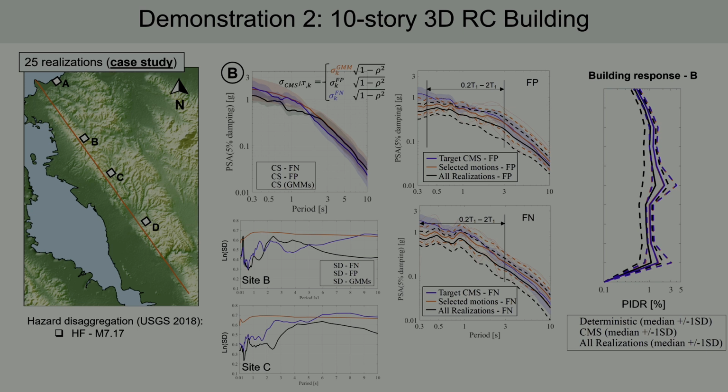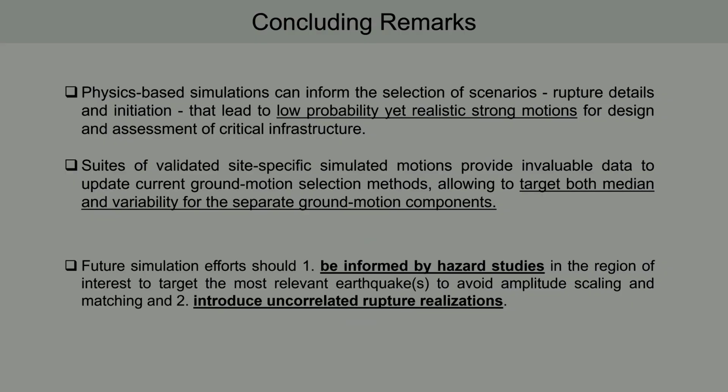All right, so we'll jump now to some thoughts and remarks we would like to share with you. First, based on our experience with these motions, the physics-based simulations can inform the selection of scenarios in terms of rupture details and also point of initiation of the rupture that lead to low probability but yet realistic strong motions, which may be used, for example, for the design of critical infrastructure. We heard this a lot today, where we may not necessarily be interested in the median response, but we may want to look at that one single extreme, again, low probability yet realistic, earthquake.